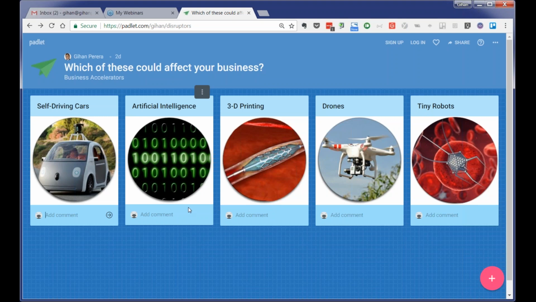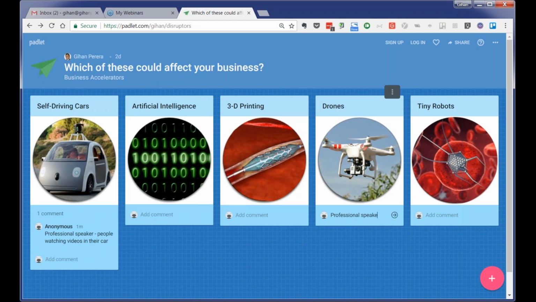Add your comment here. So for self-driving cars, I might say, for my business as a professional speaker, what's an impact of self-driving cars? People watching videos in their car. So they might be watching my presentation in their car. I might look at drones and say, as a professional speaker, doing live infomercials with product delivery.